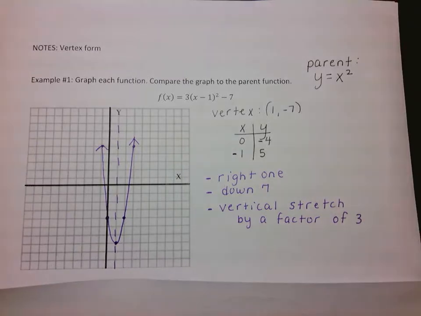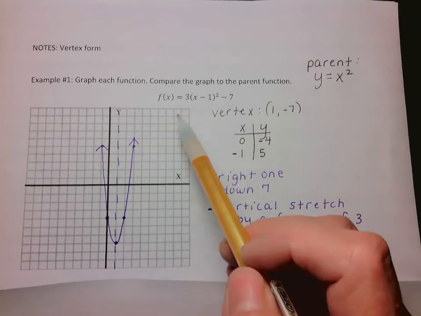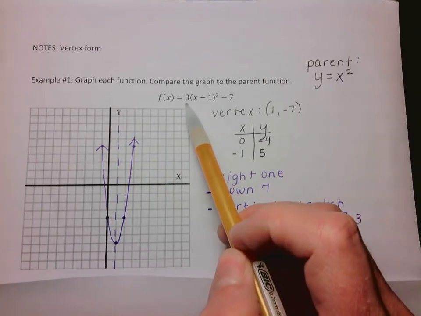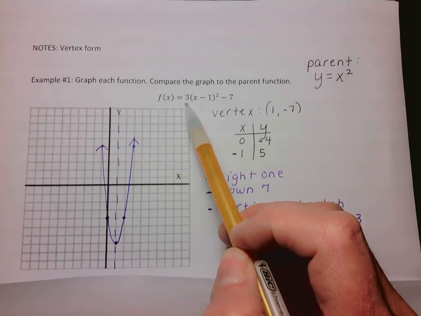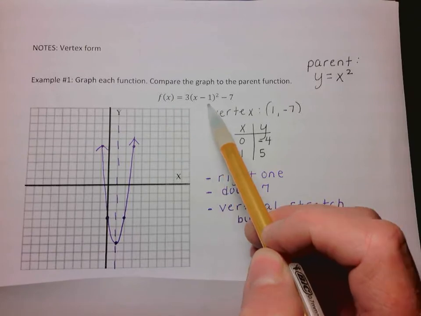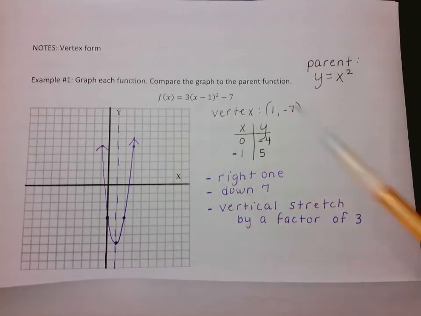But now, how is this graph related to the parent function? What did we do here? In relation to the parent function, this graph has a vertical stretch by a factor of 3. A is 3. And we shifted the graph right 1 and down 7. So pause the video and make sure that you understand how and why there's a vertical stretch by a factor of 3 and a shift of the graph right 1 and down 7.